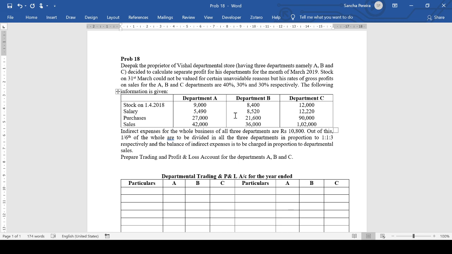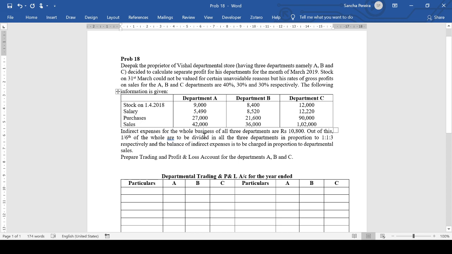but his rates of gross profit on sales for the A, B, and C departments are 40%, 30%, and 30% respectively. So they have not given us a closing stock, but they are telling us how to calculate the gross profit. Gross profit is basically 40% of the sale amount of each of the departments. The following information is given: opening stock on 1st April 2018, salary, purchases and sales.